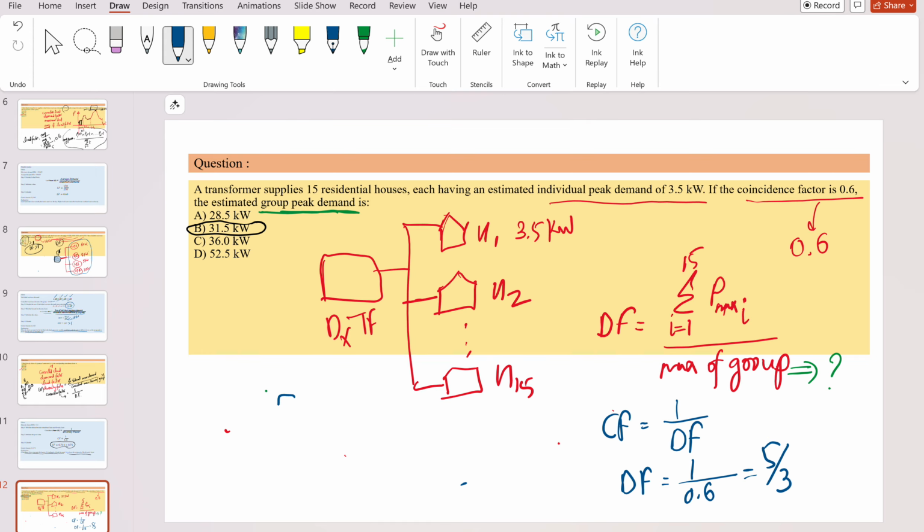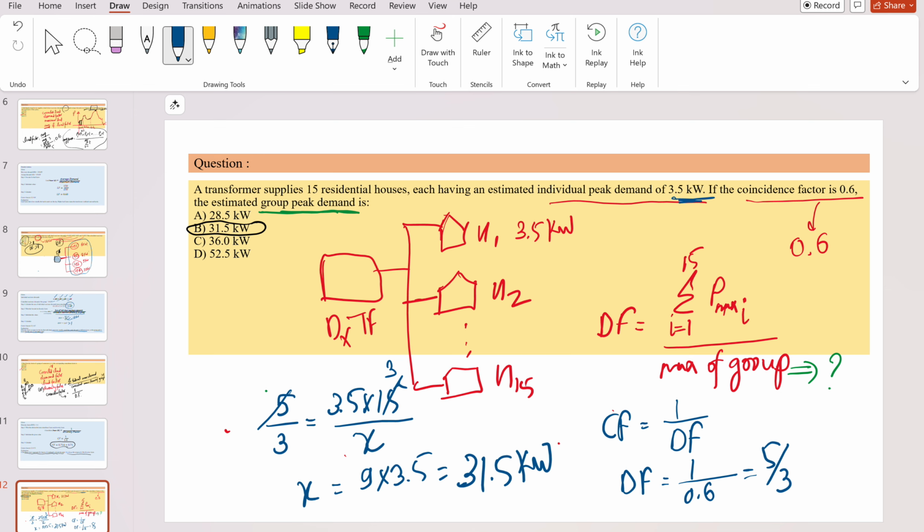So 5 by 3 will be equal to the sum of all the maximum demands divided by the group maximum demand. Each is given as 3.5, so when you sum all 15, it is 3.5 multiplied by 15. The question asks for the estimated group peak, suppose this is x. Solving this, 15 divided by 5 by 3 gives 9, so x is 9 multiplied by 3.5, which comes out to be 31.5.